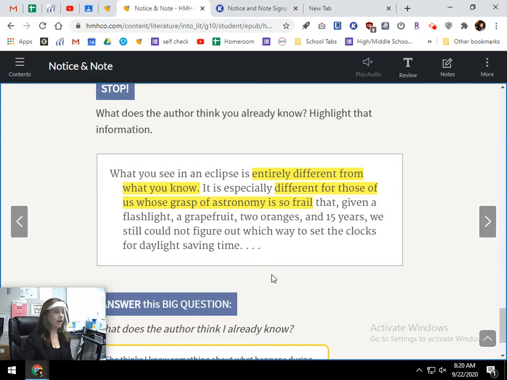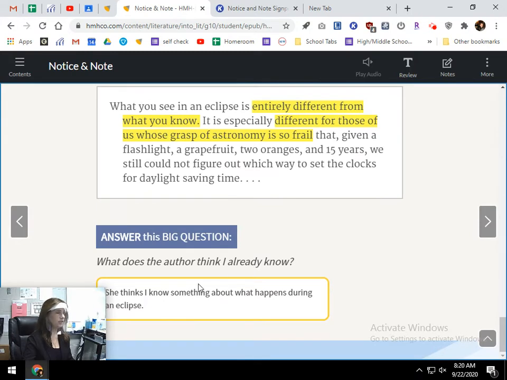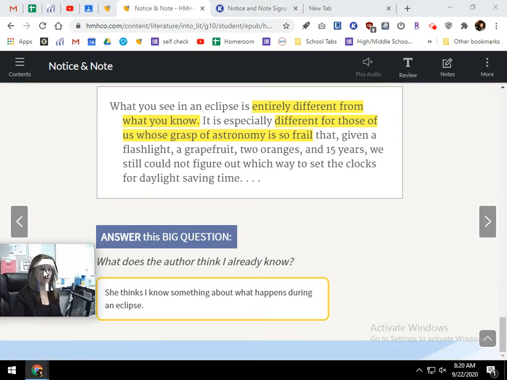So this guy is obviously some sort of expert on astronomy, but he's saying his expertise is not very good, but he's still assuming that we should know something about it. And I can just about guarantee you that I won't know much about it. So what does the author think you already know? The author thinks that I already know about what happens during an eclipse. And I think I know some of the basics, but I mean basic.